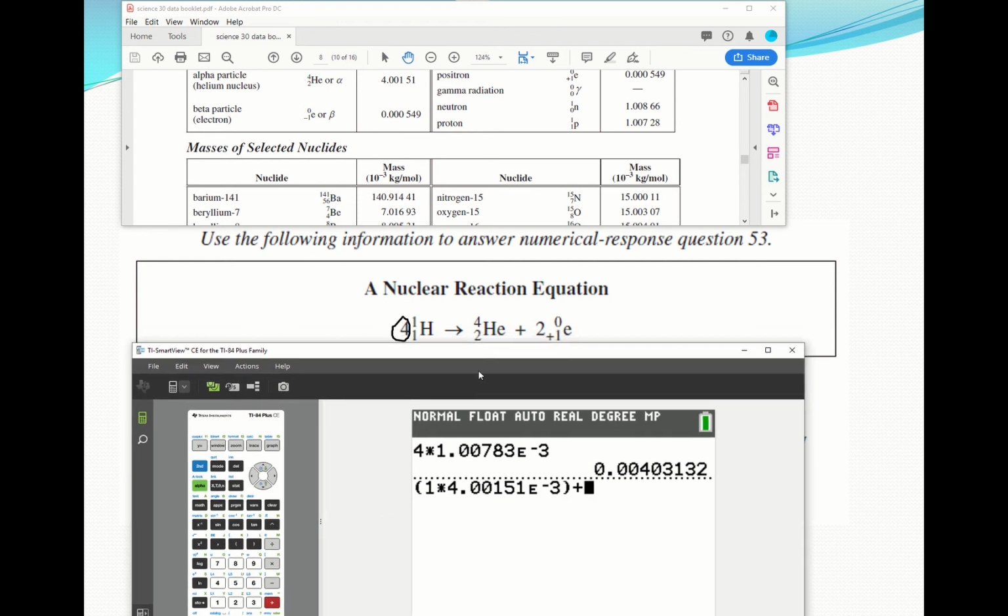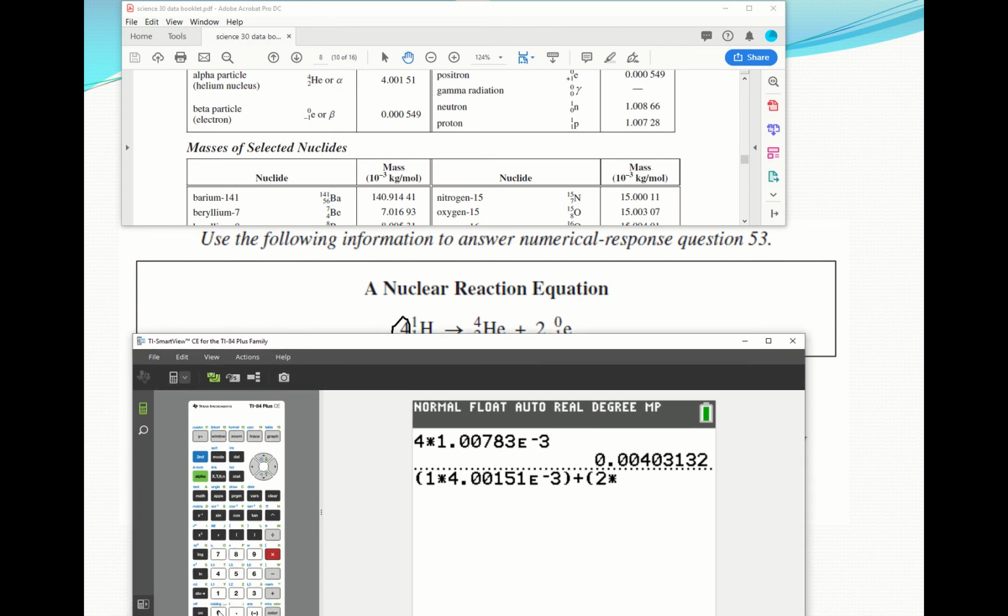There's 2 of these. So I'll go 2 times and then look for this. This is a positron. You can see it looks the same in here. So 2 times the mass of that positron, which is 0.000549 times 10 to the negative 3. Okay, and they should just be a little bit off, which they are.